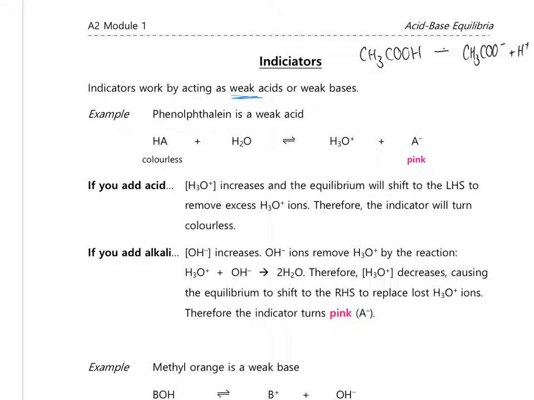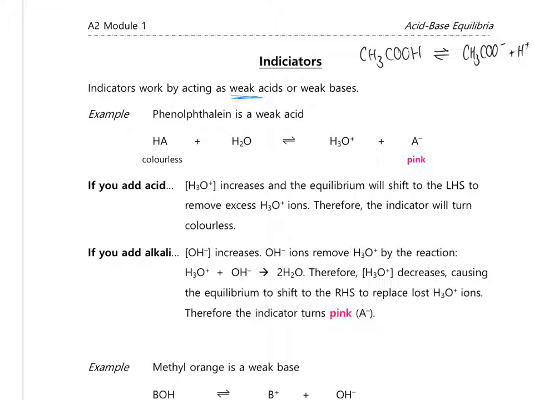It's reversible. So we've got a little equilibrium set up, and the same idea with weak bases. Weak bases only partially dissociate into their ions as well. So that's why we see an equilibrium set up. Okay, so our indicators work by being weak acids or weak bases themselves. Have a look at the equilibrium for phenolphthalein here as our first example.